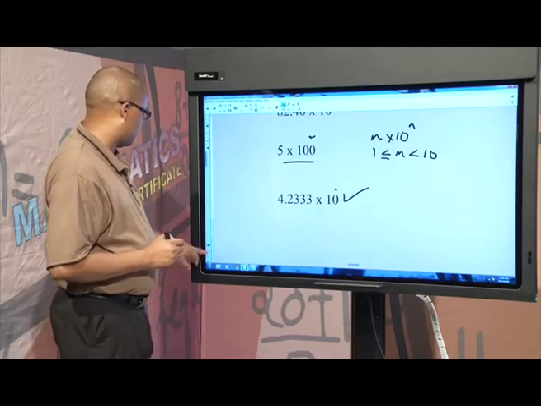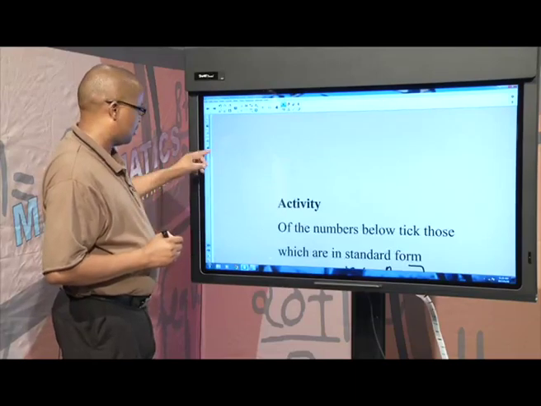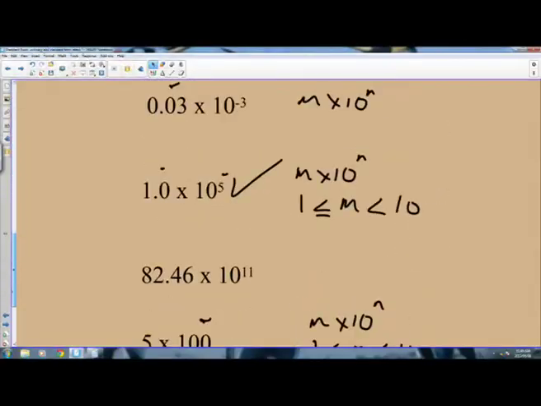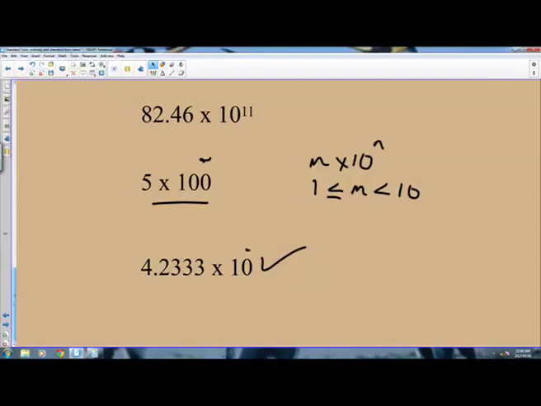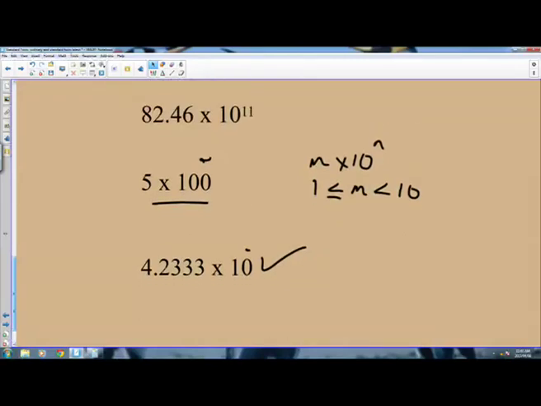And then let us have a look at the last one.